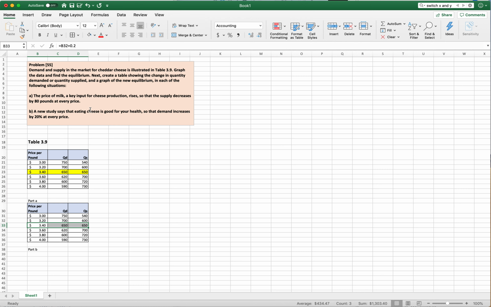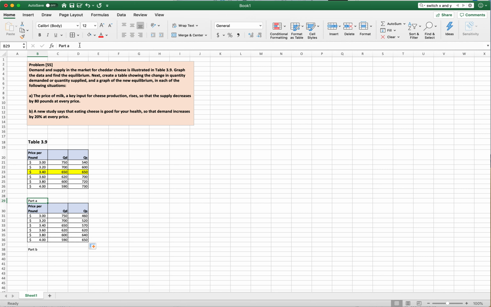And what changes in the first one? So that the quantity supplied decreases by 80 pounds. Well, that means this data is no good anymore, quantity supplied. So if I start at the top and I say it's equal to what it used to be minus 80 pounds, it now is 460, and I have a new supply chart.